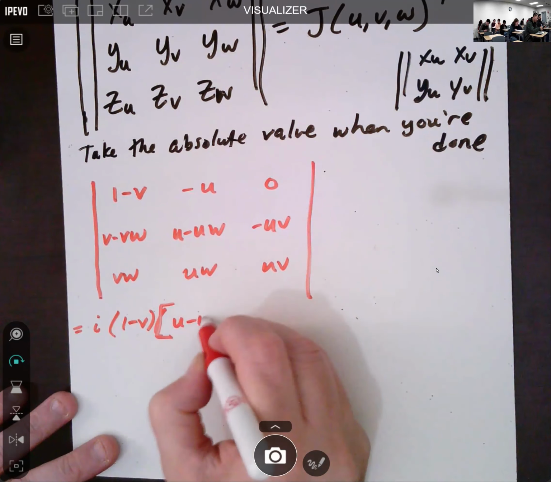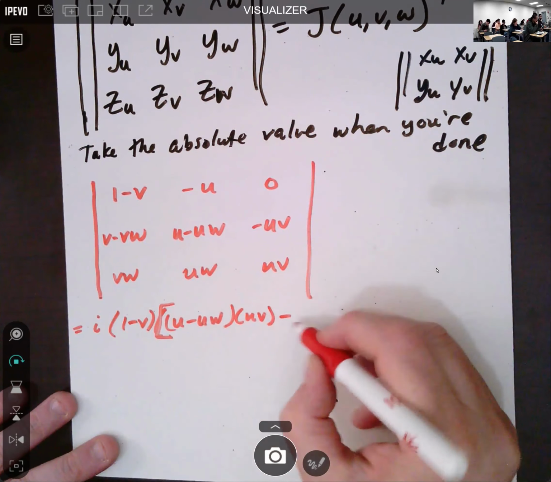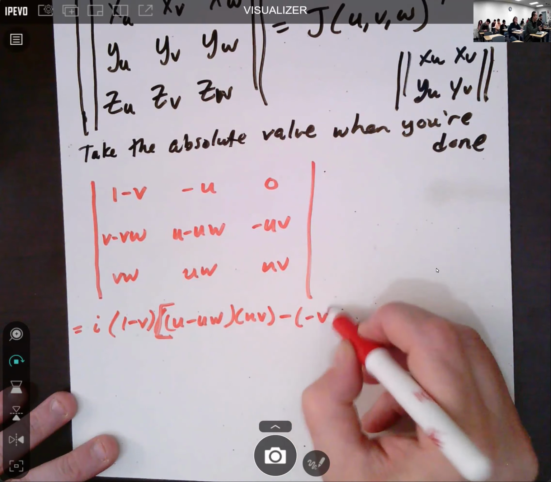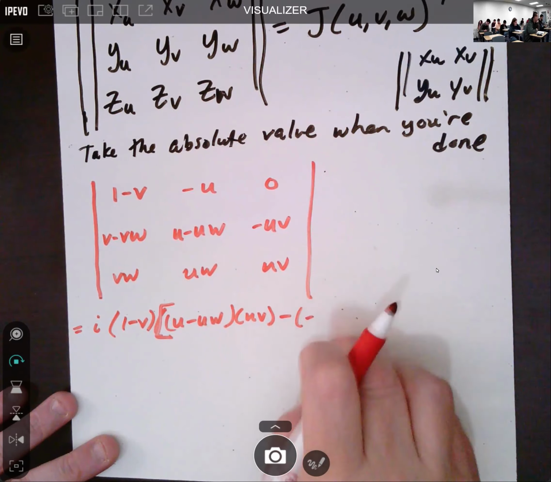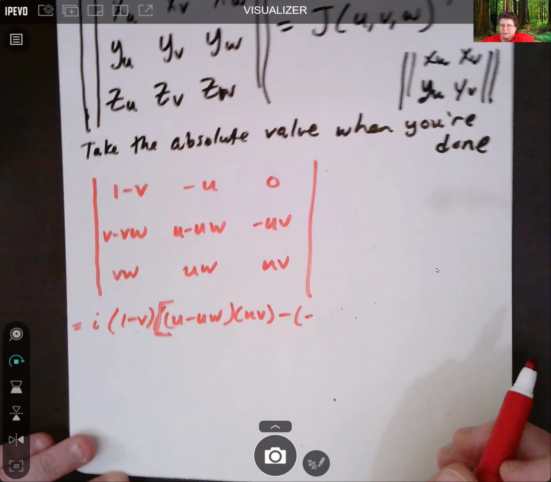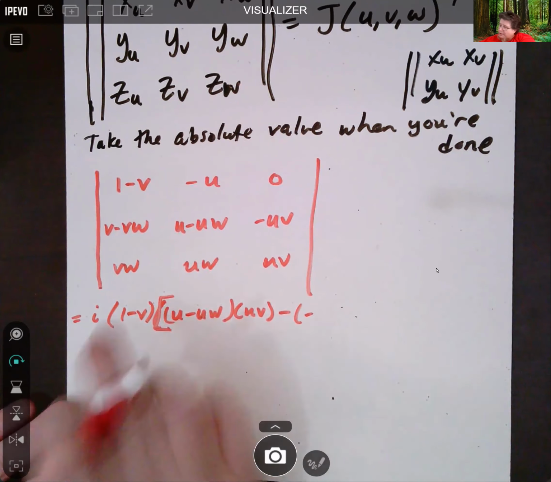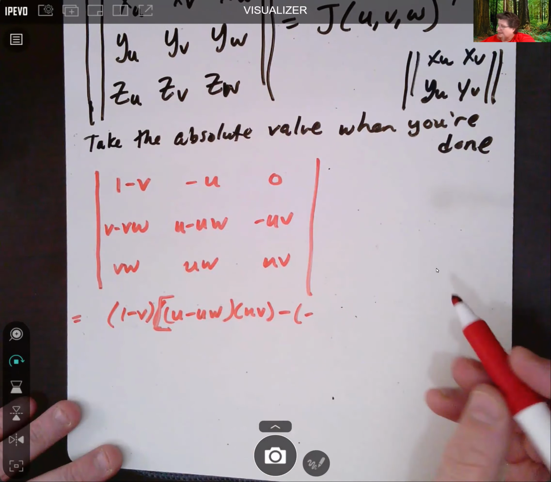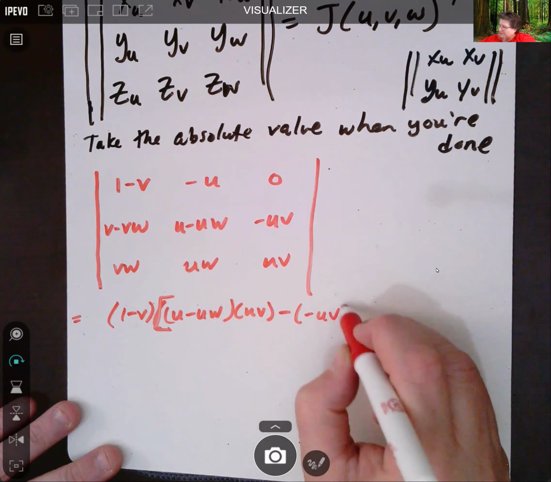Mr. Jones, why are you putting an i at the beginning? It's the i component. But we don't have an i component. It would be an i component if there was an ijk at the top of the matrix. You're right. I'm testing you. That's what I'm doing.